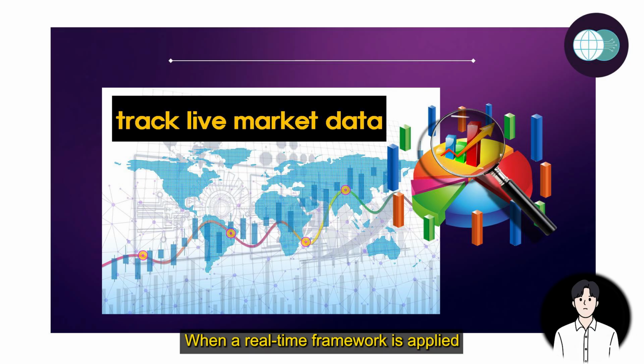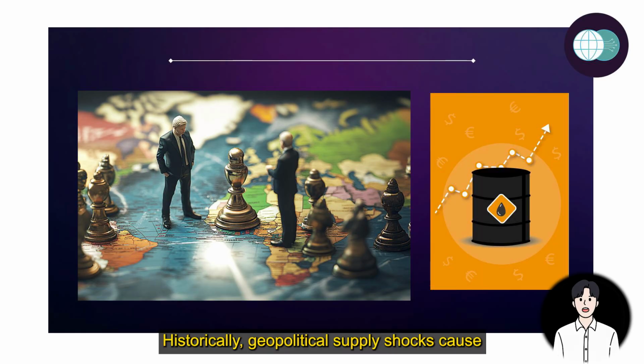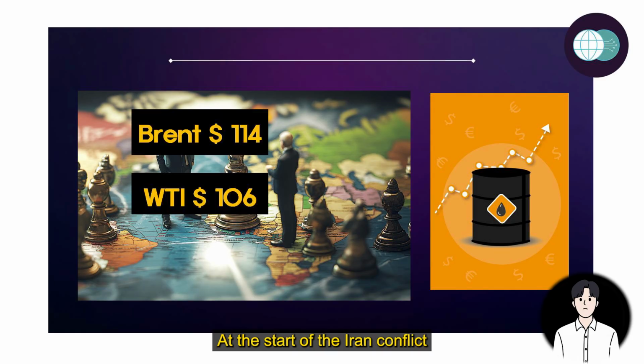When a real-time framework is applied, that geopolitical risk factor can actually signal a completely different outcome. Historically, geopolitical supply shocks cause an initial spike in energy. At the start of the Iran conflict, Brent crude reached $114 and WTI hit $106.